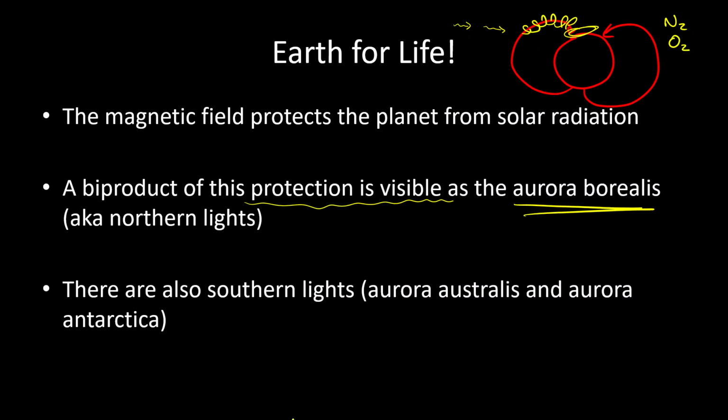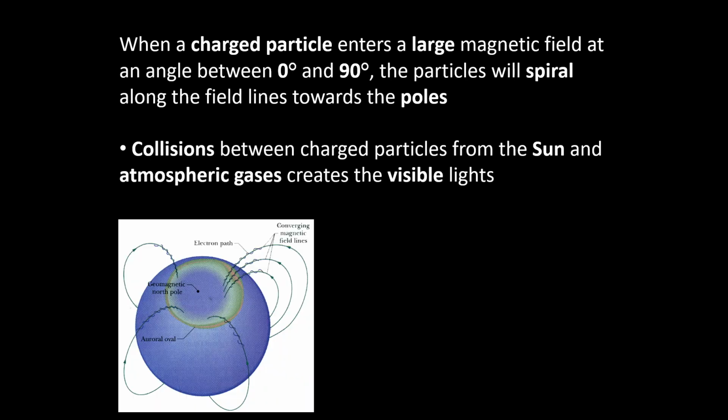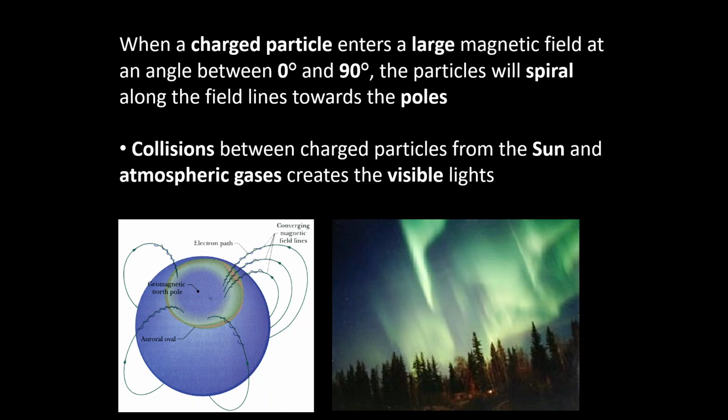I think I've got one coming up. Just a reminder that we also have southern lights, so we also have them on the South Pole as well, aurora australis and the aurora antarctica. So here's the textbook description. It says, when a charged particle enters a large magnetic field at an angle between 0 and 90 degrees, the particles will spiral along the field lines towards those poles. There they go. Collisions between charged particles from the sun and the atmospheric gases create the visible lights. And there we go. There's a pretty picture, but there's more coming up soon.